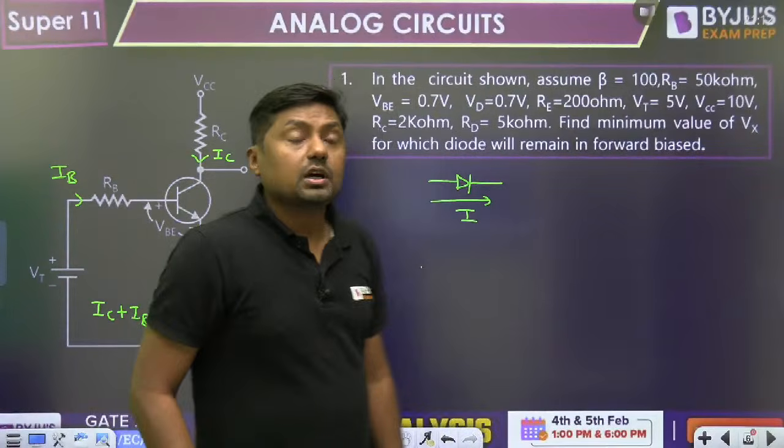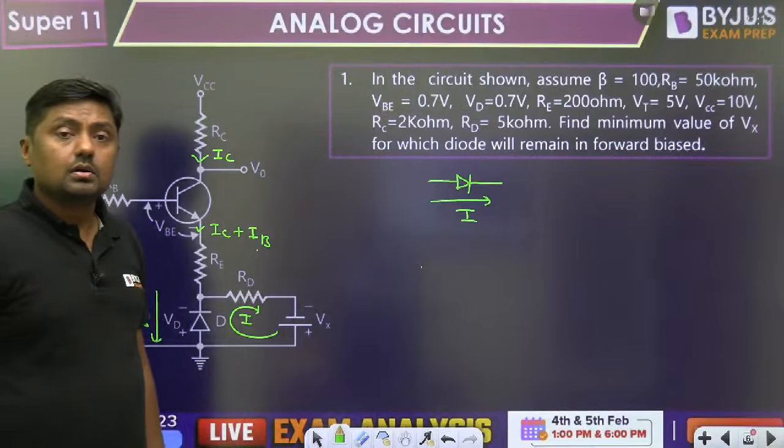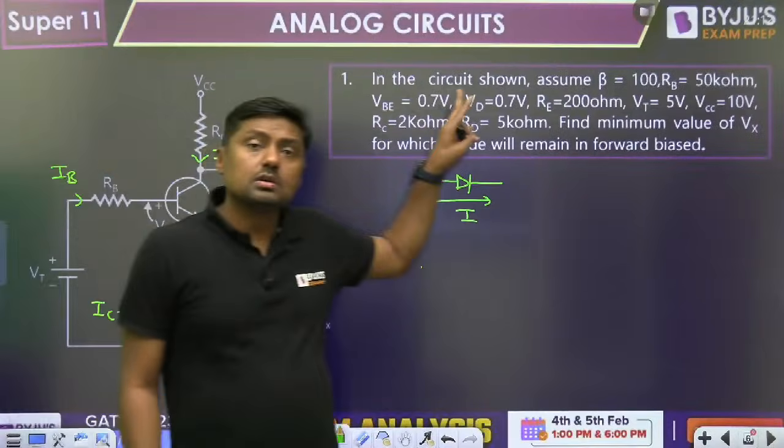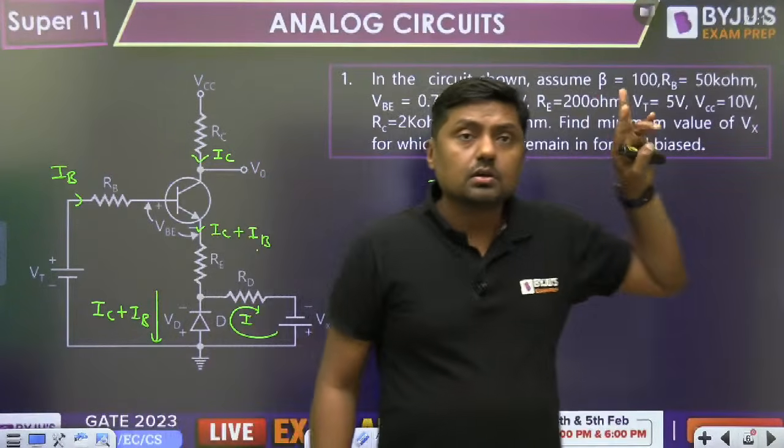So what is the resultant current through the diode? The top of the question is not seen. It is not visible, everyone. Is it visible or not? Tell me.